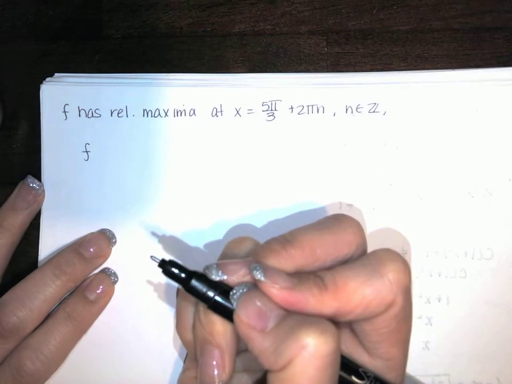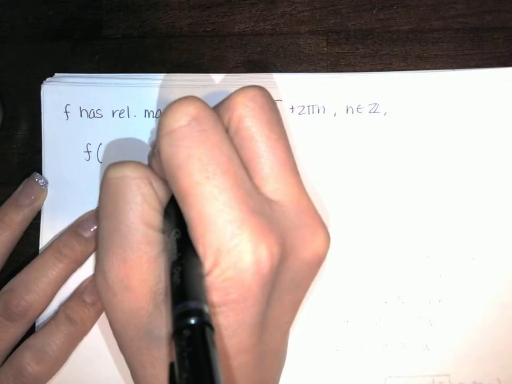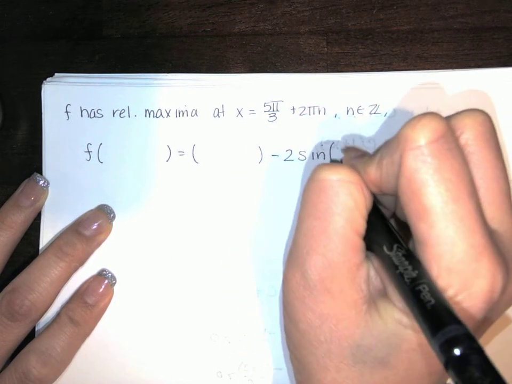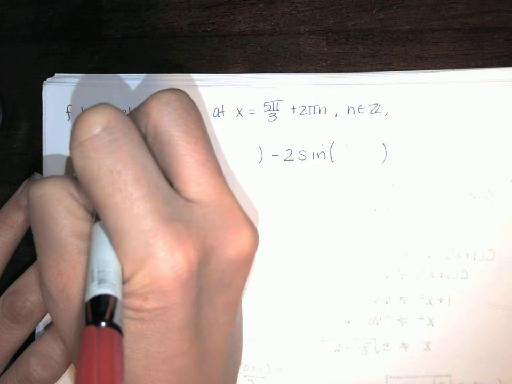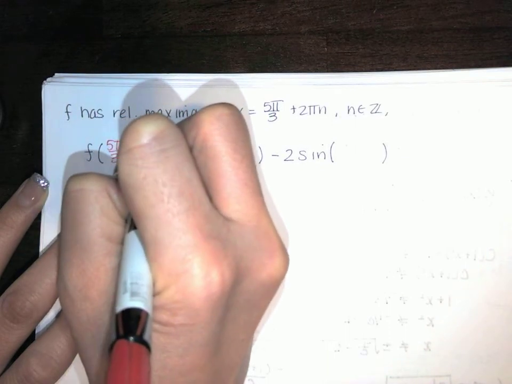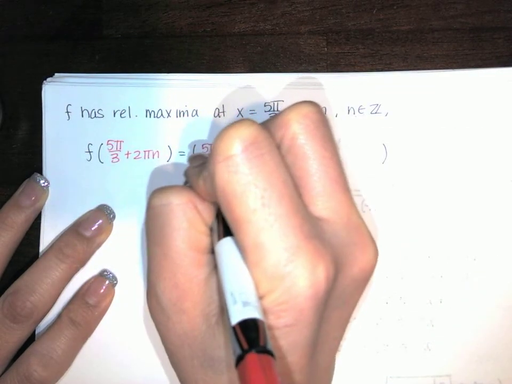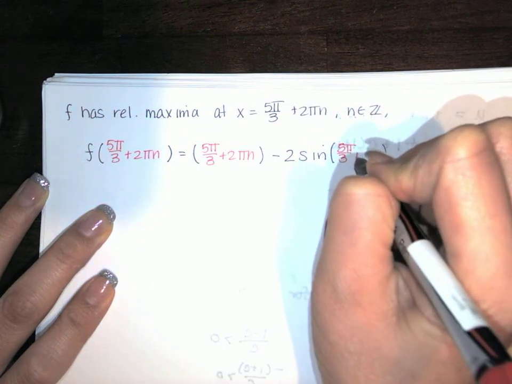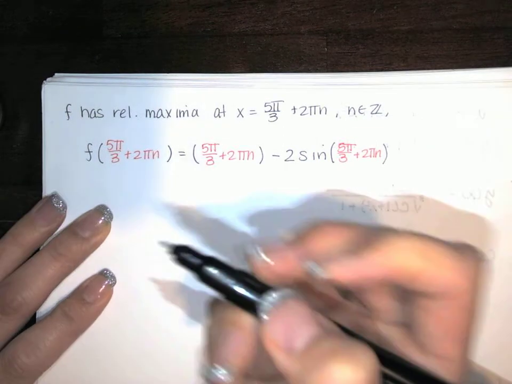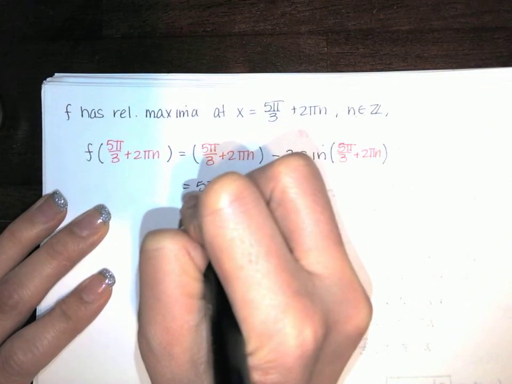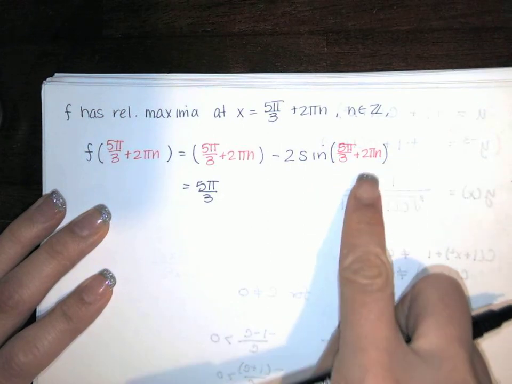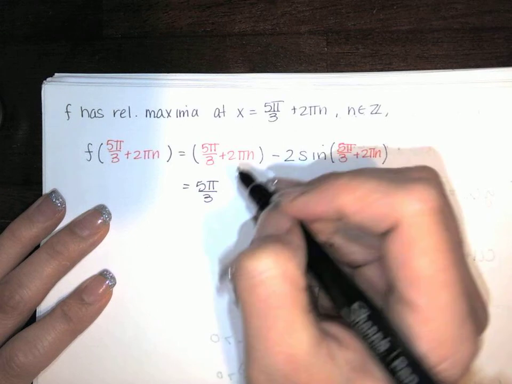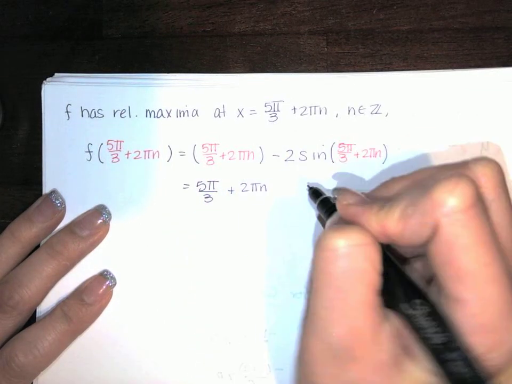And the maximum value at each of those x values is given by this. The f of x is x minus 2 times sine of x. I'm replacing x with 5 pi over 3 plus 2 pi n. And again, sine repeats every 2 pi, so I don't really need that. I'm going to get the same value every time. I'm going to get sine of 5 pi over 3, which is the same as sine of negative 60 degrees.